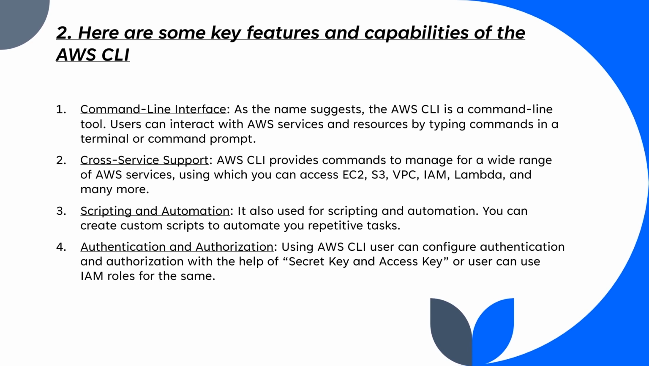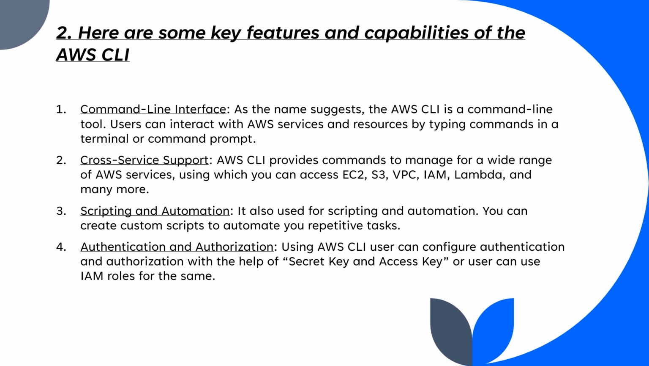So the first one is Command Line Interface. As the name suggests, the AWS CLI is a command line tool using which users can interact with AWS services and resources by typing a command into a terminal or any command prompt. The second one is cross-service support. AWS CLI provides commands to manage a wide range of AWS services, using which you can access EC2, S3, VPC, IAM, Lambda, and many more.